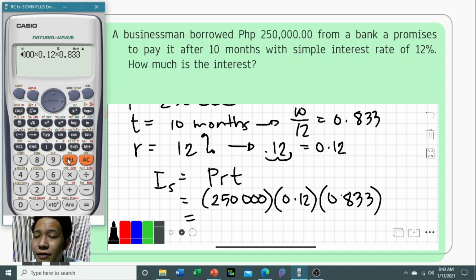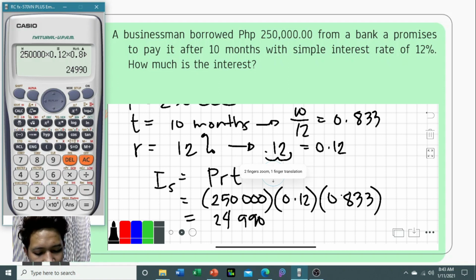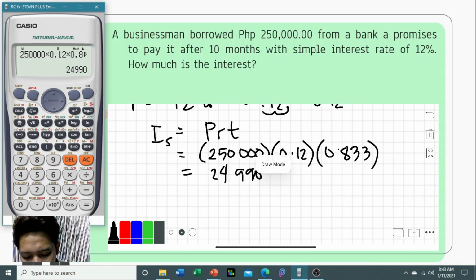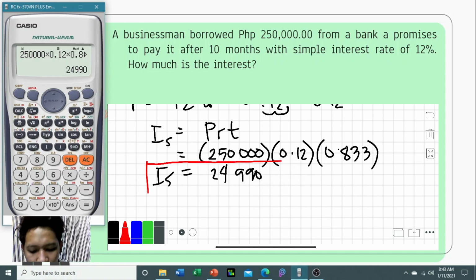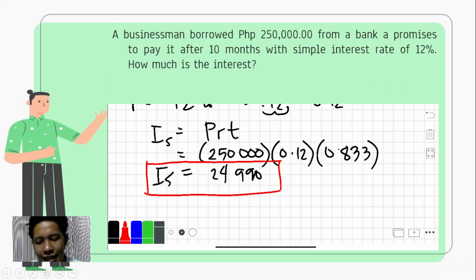Or you can simply use 10 over 12 or 5 over 6 to be more accurate. Okay? So that will yield 24,990 pesos. Meaning, the simple interest earned by 250,000 pesos after 10 months with a simple interest rate of 12% would be 24,990 pesos. So that's how we solve for the interest.